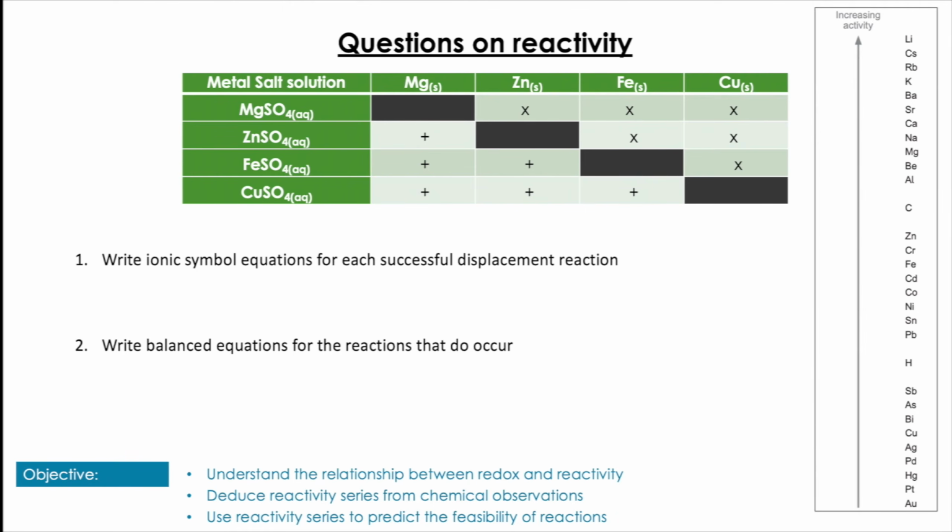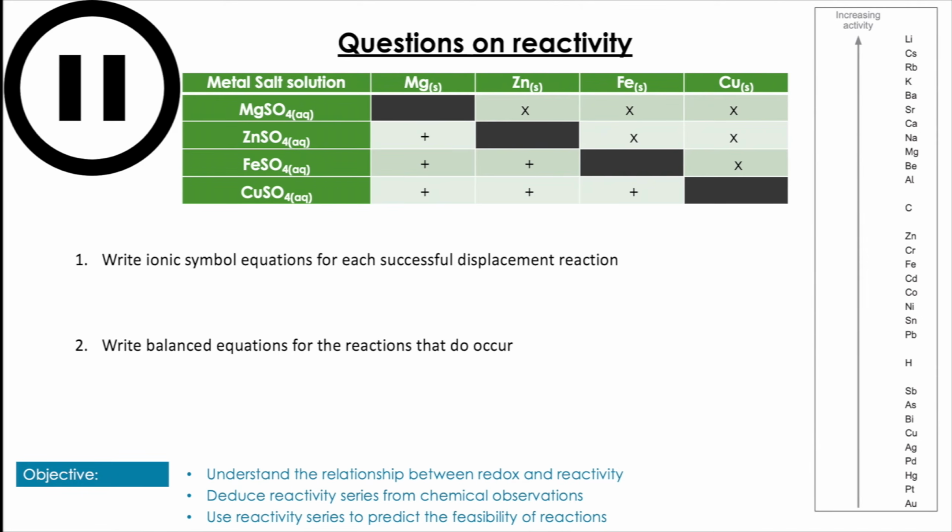To integrate this further with what we've done in the previous lessons, try and write some ionic symbol equations for each successful displacement reaction, and write balanced equations for the reactions that do occur. Pause the video and give yourself a moment for that then.